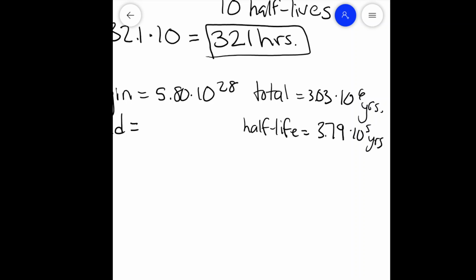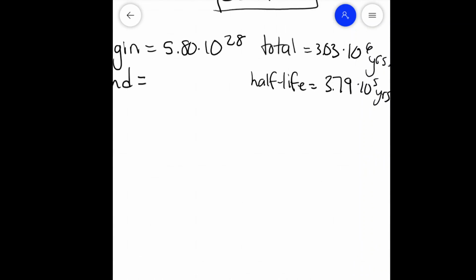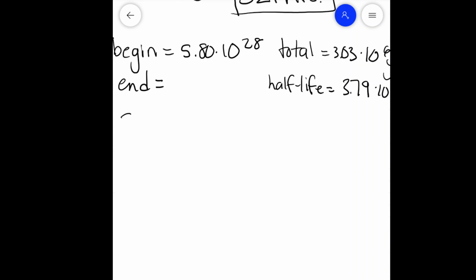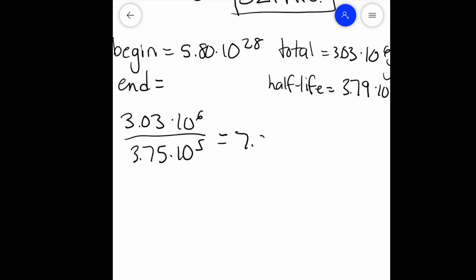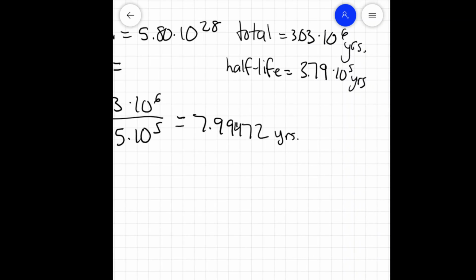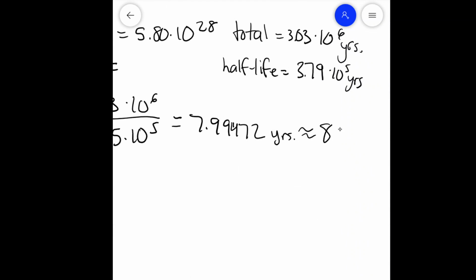So again, for these problems, you start by dividing your two knowns. This time we know the times, so we divide those in the calculator. And that gives us 7.99472. So that's about, when you round up, 8 half-lives. So we know the substance underwent 8 half-lives.